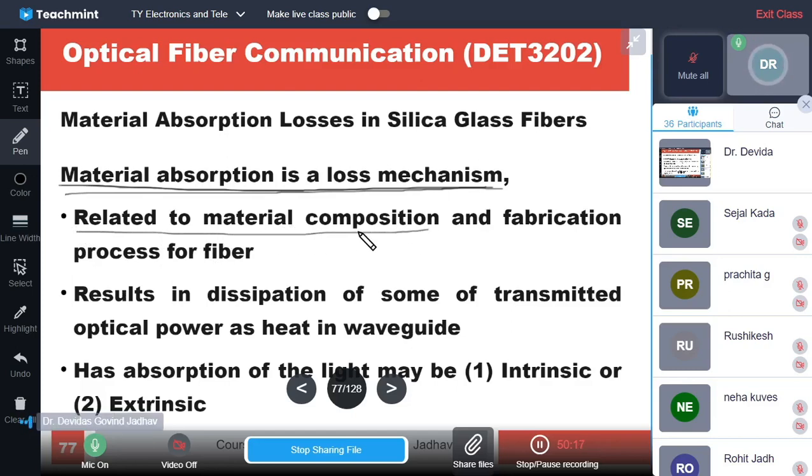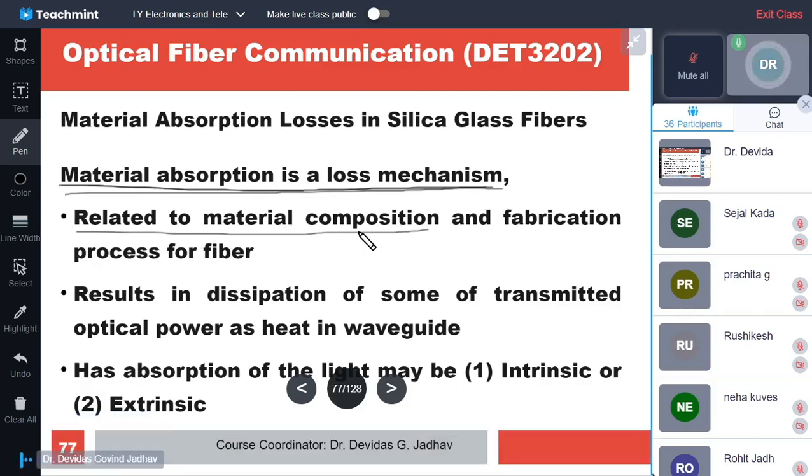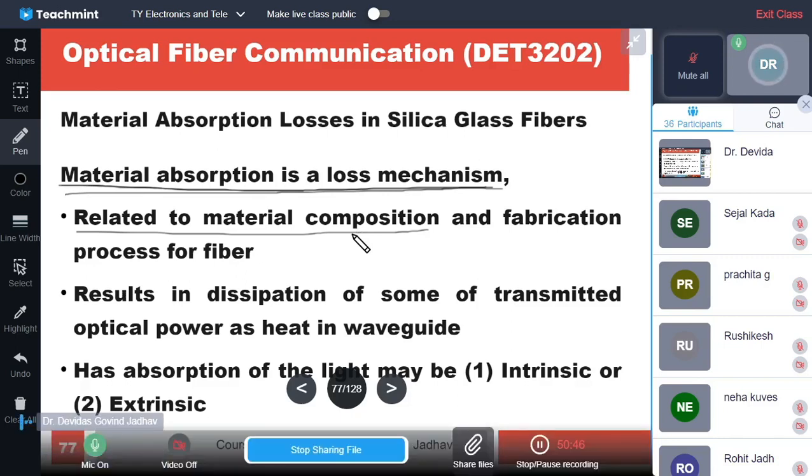So what are the constituents in the material? What are the different ingredients in the material? Maybe silica is there, maybe phosphor is there, maybe some halides are there, isn't it? Some other material is there which is useful in refractive index profile controlling. So depending on the material composition, these losses are there.